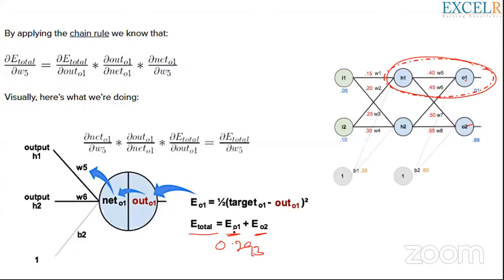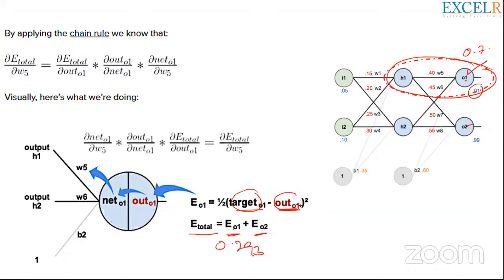And E01, how did we compute E01? That is half of target minus output at this node. The target is 0.01. The output we have received is some 0.7 or something like that, which we have computed. The target you can't do anything about, right? That is the actual value. So the output is what actually has got affected by this W5.